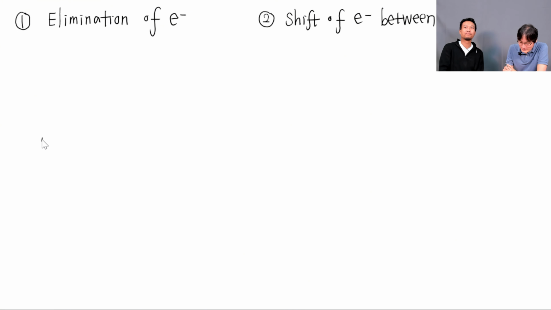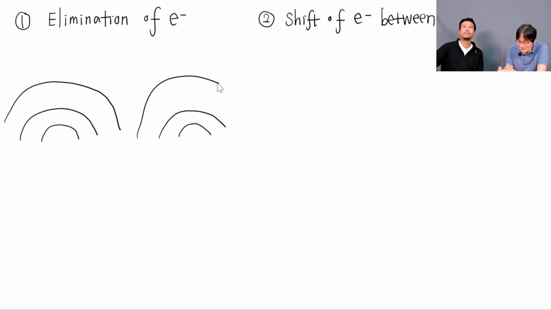So let me draw the orbitals 1, 2, 3. This is where the electron resides, quantized. The first one is the K shell, then the L shell, and then the M shell. K shell, L shell, and M shell. And then there's one electron.